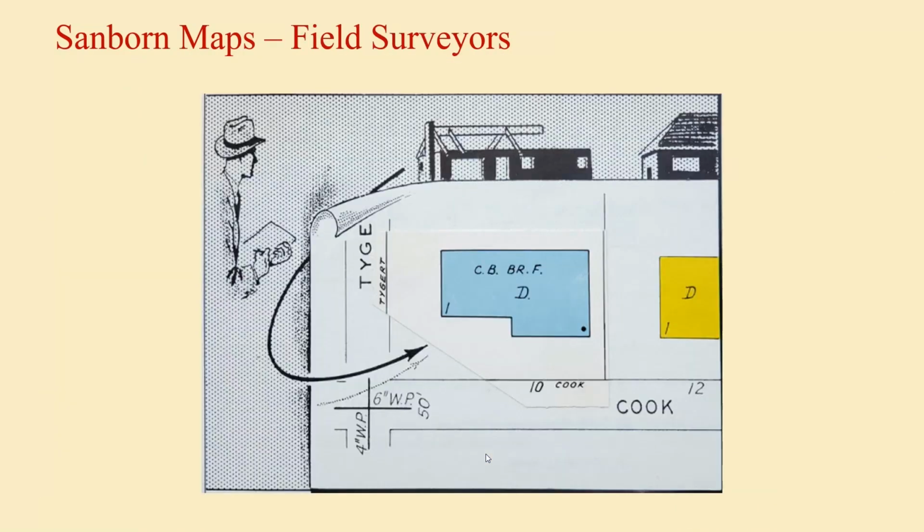Let's take a look now at how these maps were created. As I mentioned, Sanborn sent field surveyors out to draw all these maps up. And they published a field surveyor's guide in first about 1904 or 05, and then they kept updating that until 1936. So they had a booklet published for these field surveyors that told them how to do this job.